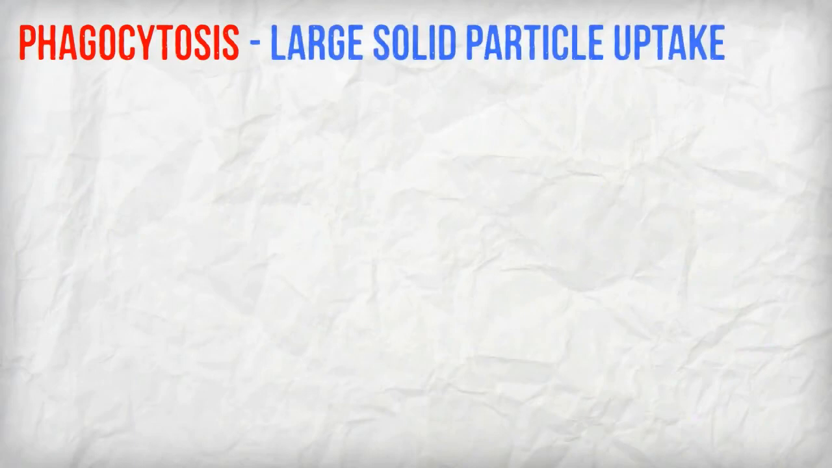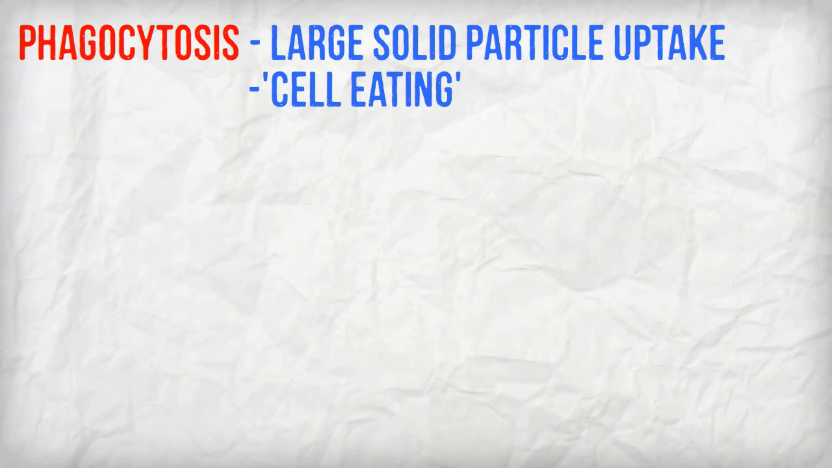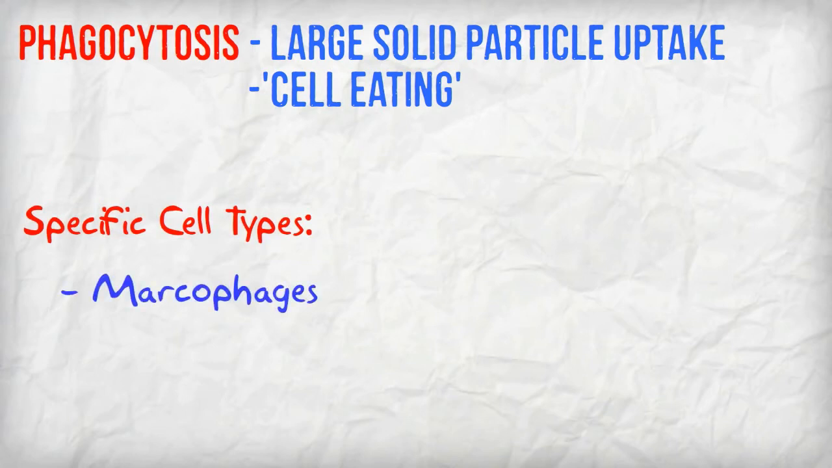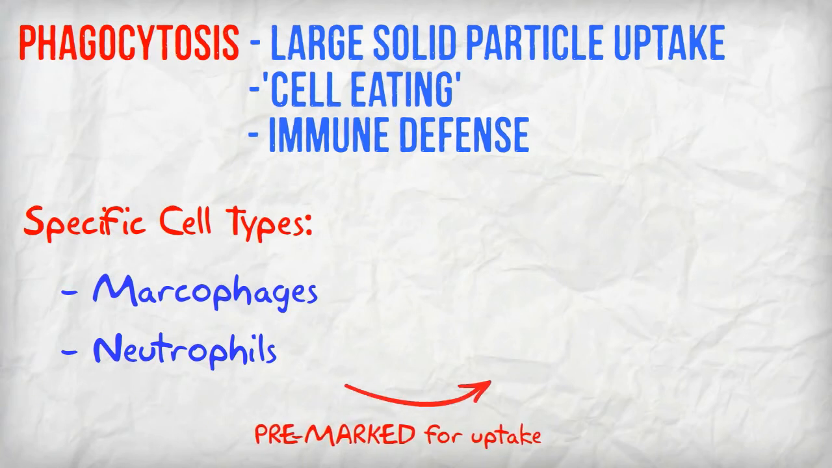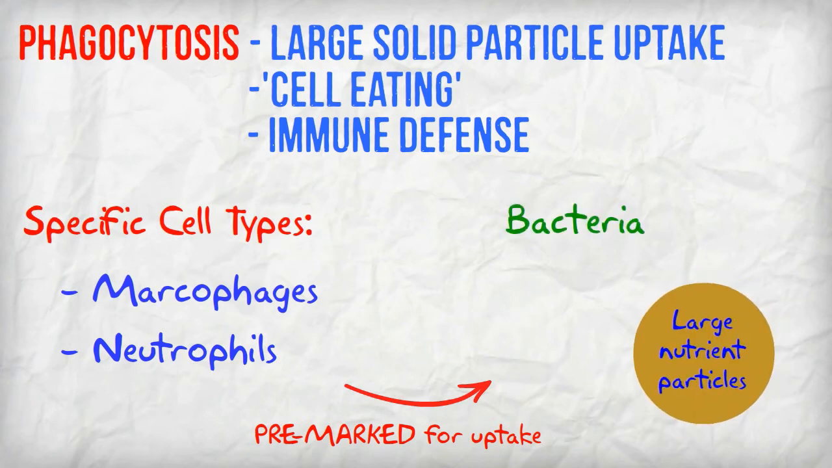Similar, unselective uptake also occurs, though this time of large solid particles, in phagocytosis. This, however, only occurs in a select number of cells, such as macrophages and neutrophils, and is involved primarily in immune defense rather than in general cell function, recognizing pre-marked material such as bacteria and particles for internalization and destruction.